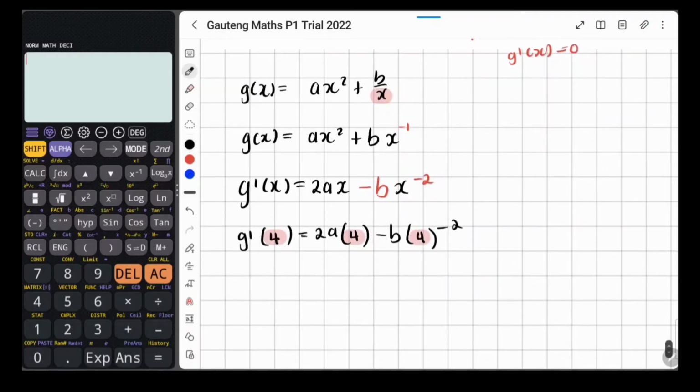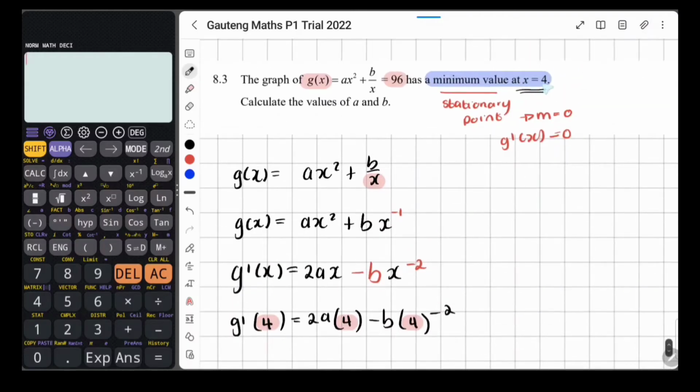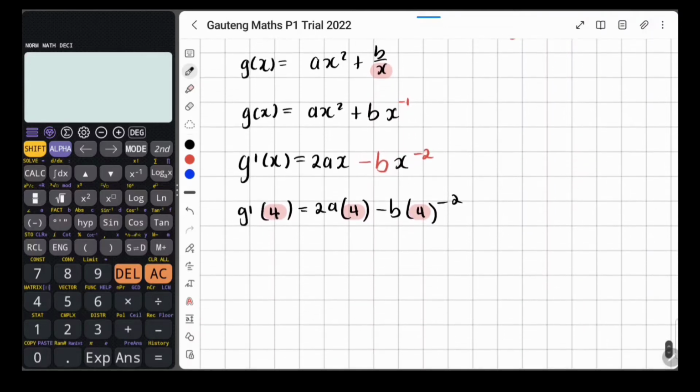And this will give us, so now I also know that g prime of 4, the gradient at that point where x is equal to 4, is 0 because it's a minimum value, a stationary point. The gradient at all stationary points is 0. So 0 is equal to 2a times 4, that's 8a. And then we have negative b, but let's just calculate that part first.